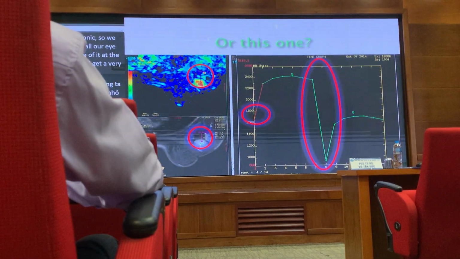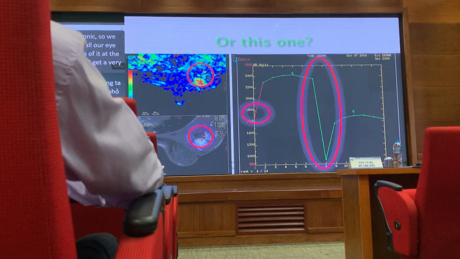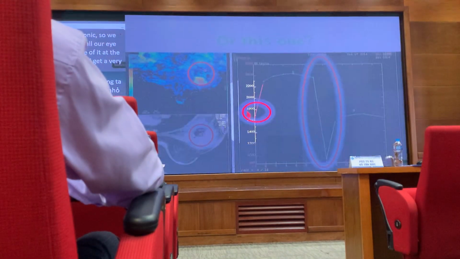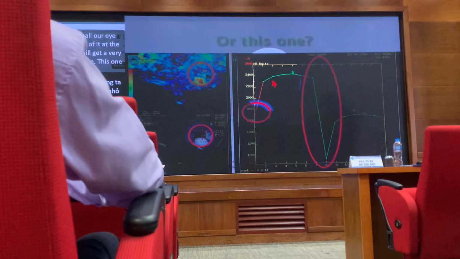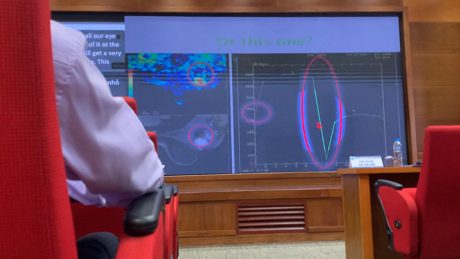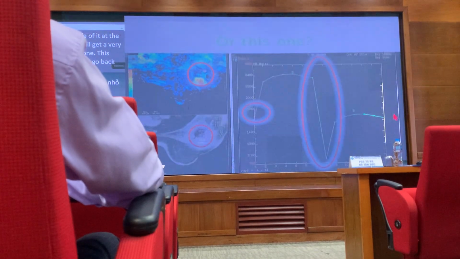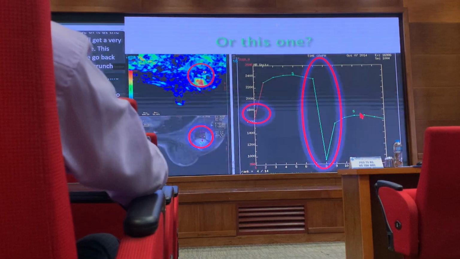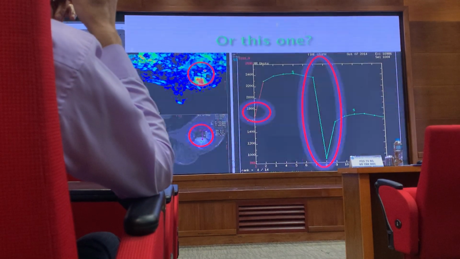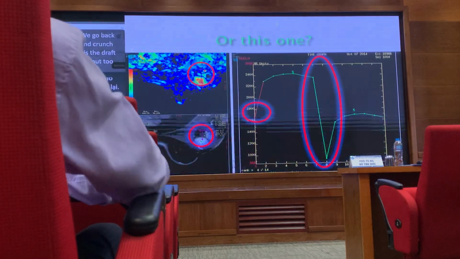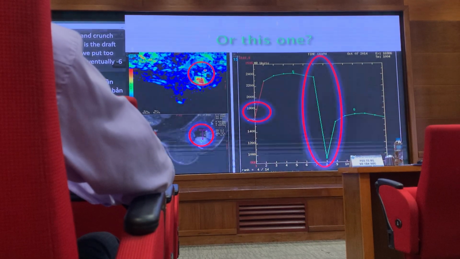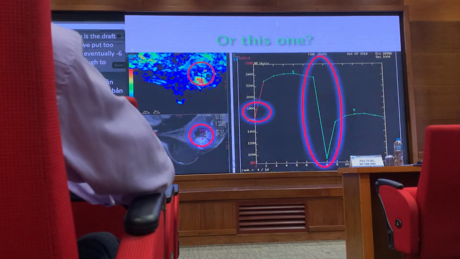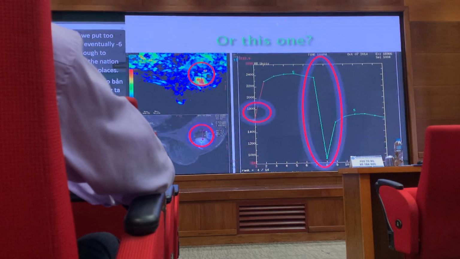And this one, it enhances and then goes plateau. Then after that it enhances again and goes plateau. Why will the graph be like this? Because we put too many phases, 14 phases. So eventually 6-7 phases is good enough to show the characteristic of the lesion itself. So we don't need so many phases.